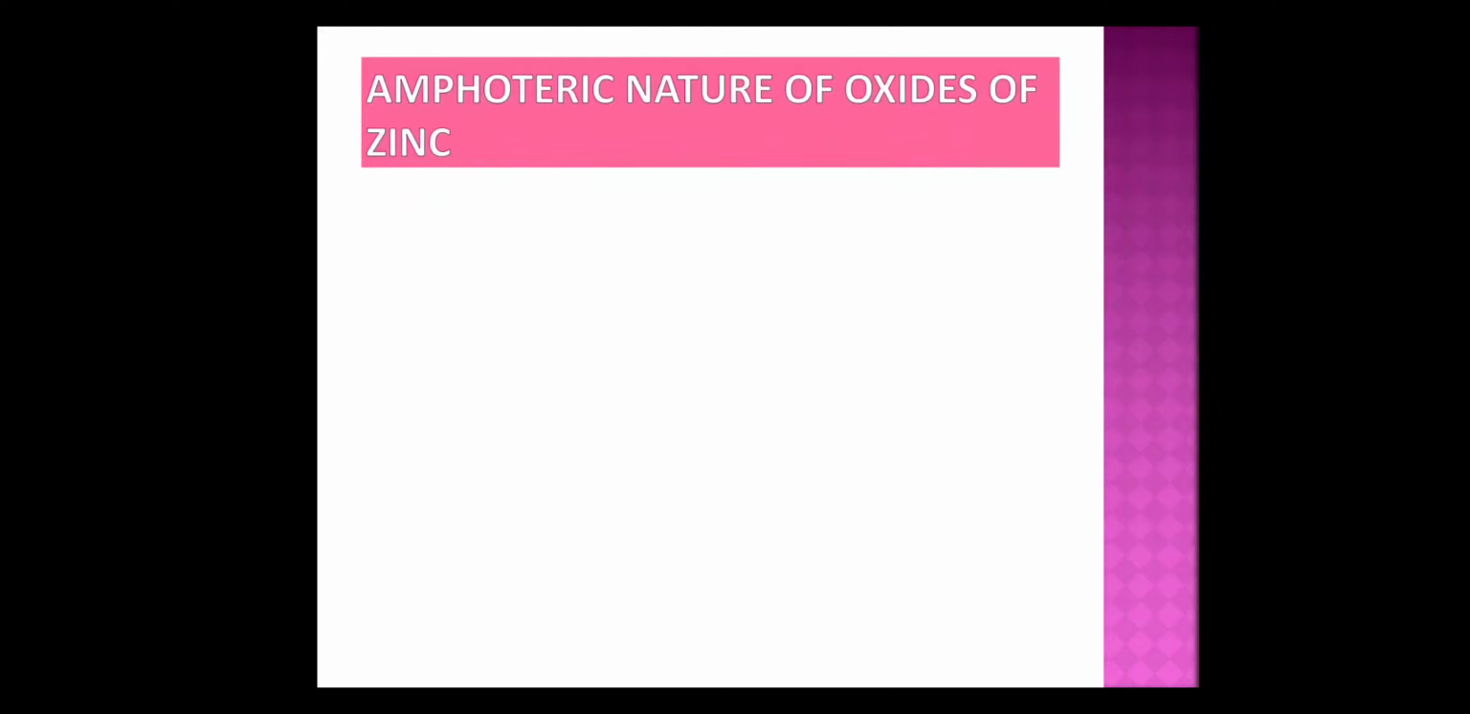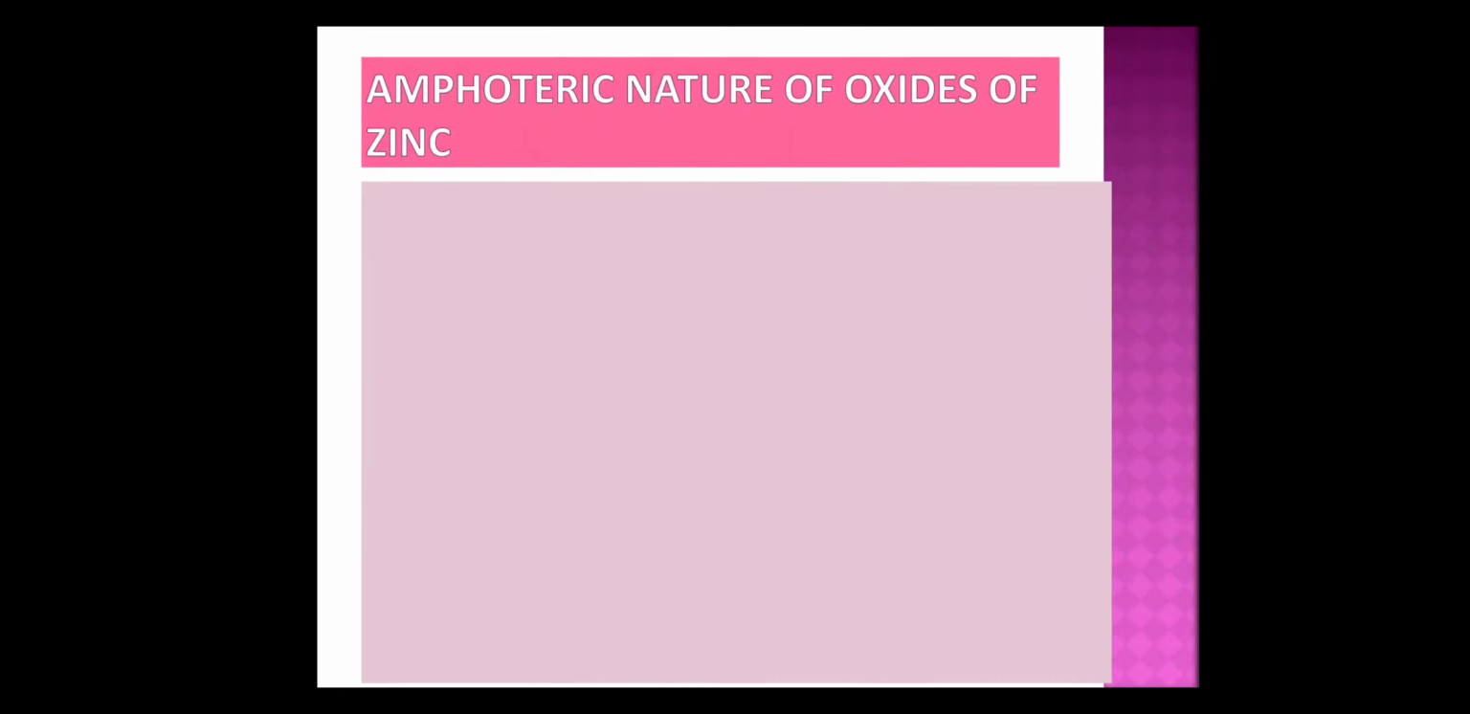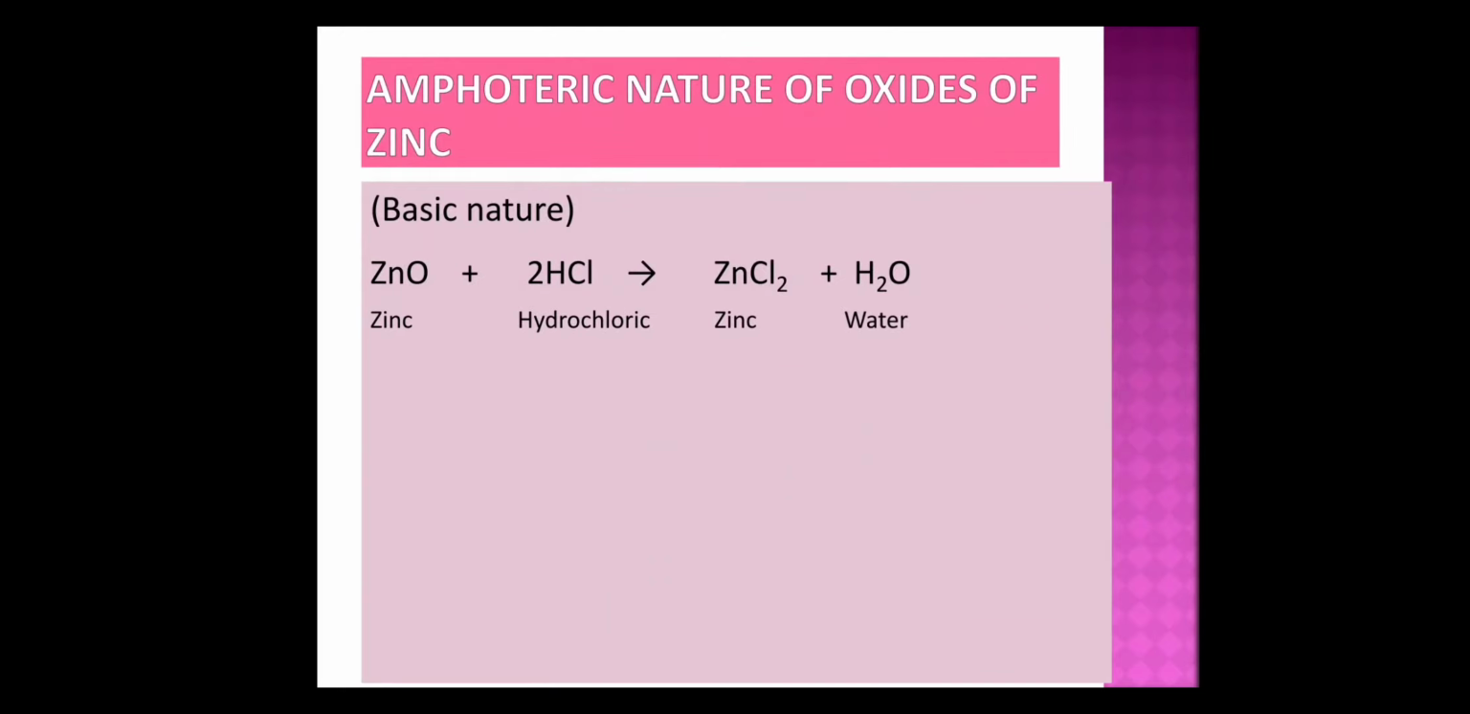Now let us see the amphoteric nature of the oxides. So how do the oxides of zinc show amphoteric nature? First of all, what is the meaning of amphoteric nature? Amphoteric nature means when any substance can show acidic as well as basic properties. So first let us see the basic nature of zinc oxide. Zinc oxide reacts with hydrochloric acid to give zinc chloride and water. So what we see is zinc oxide reacting with the acid to give us salt and water, and hence it's showing its basic nature. Now let's see its acidic nature.